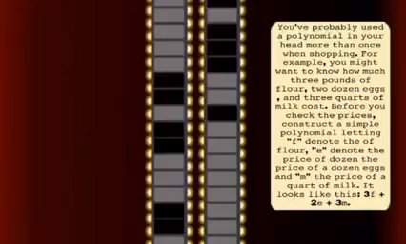You've probably used a polynomial in your head more than once when shopping. For example, you might want to know how much 3 pounds of flour, 2 dozen eggs, and 3 quarts of milk cost. Before you check the prices, construct a simple polynomial, letting f denote the price of the flour, e denote the price of a dozen eggs, and m the price of a quart of milk. It looks like this: 3f plus 2e plus 3m.